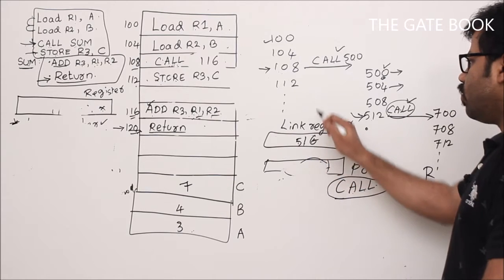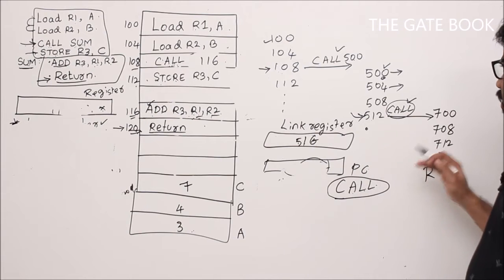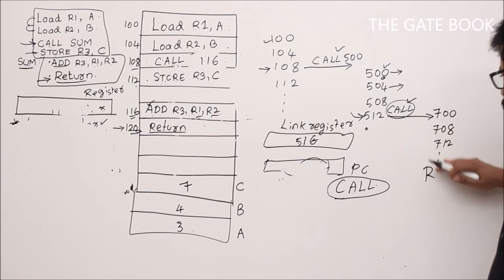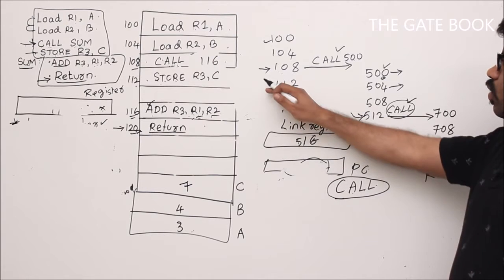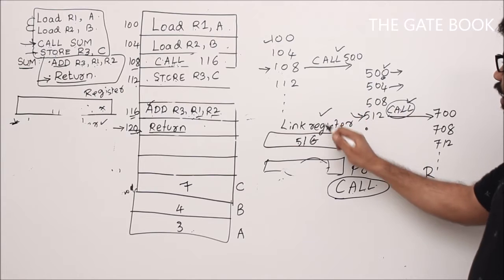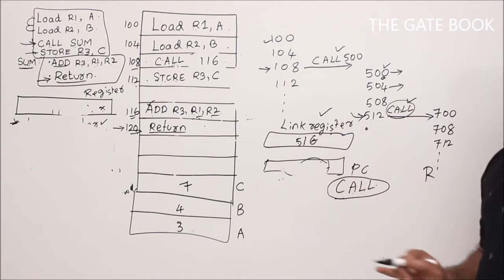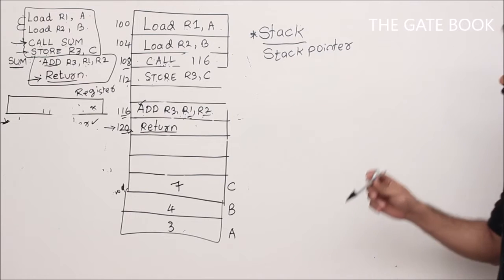Sir, that means we are losing 112. Then I ask one question, why do you want 112? Because sir, once we come back to 512, 516, after that we have to go to 112, and that instruction address is important for us, right? But if you have only one link register like this, that is going to happen, right? So for that we have a stack pointer. We'll see how to implement this stack pointer.